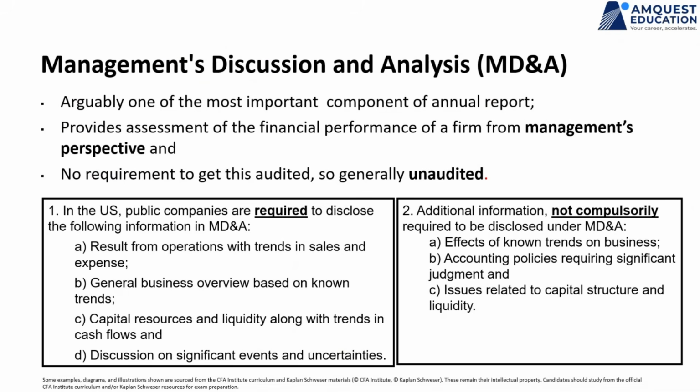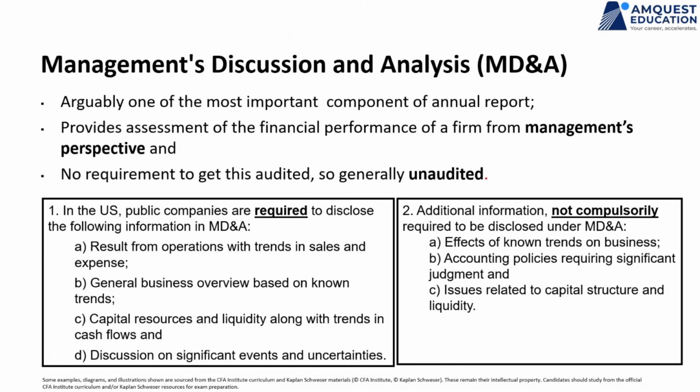Then comes management discussion and analysis section, a very, very important section. A management discussion and analysis section is arguably one of the most important components of the annual report. It provides an assessment of the financial performance of the firm from management's perspective, and there is no requirement to get this audited, so it is generally unaudited. That is a big relief for a lot of companies, because it's an unnecessary document to get audited, right? So no requirement to get this audited. They are generally unaudited.